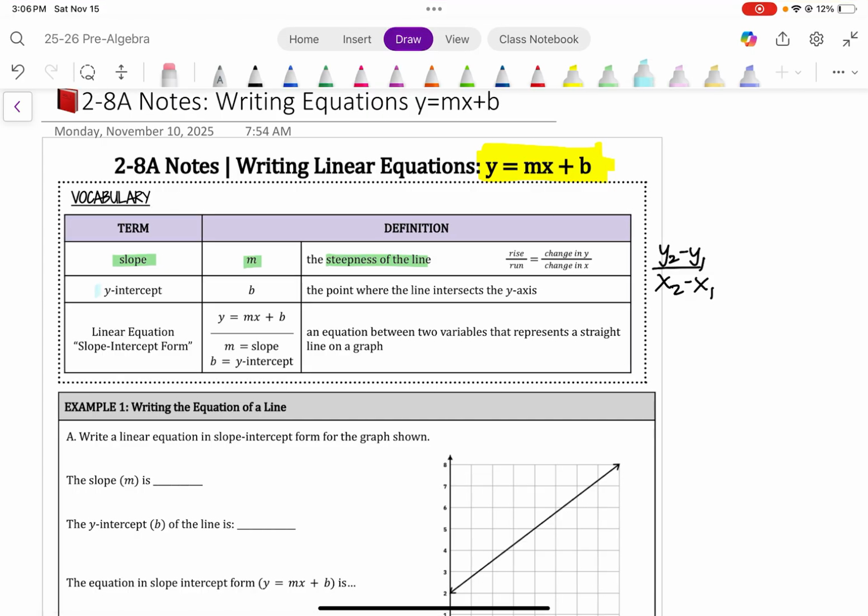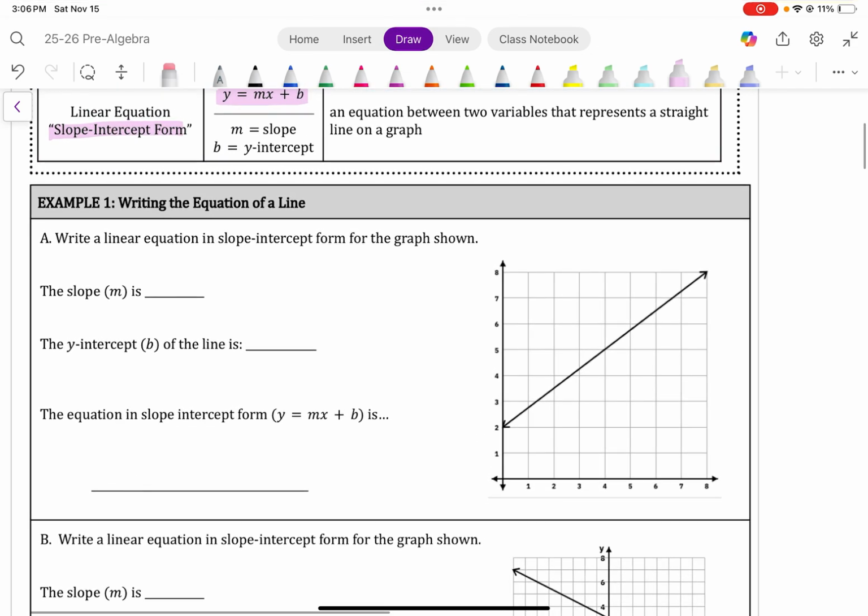Then the y-intercept we saw in a previous lesson, we're going to use the letter b to represent that. And that's the point where the line is going to cross the y-axis. And when we put it all together, we have a linear equation in slope-intercept form. So y equals mx plus b. M is the slope, b is the y-intercept, and it's an equation between two variables that represent a straight line on a graph.